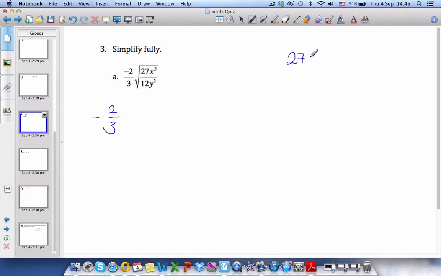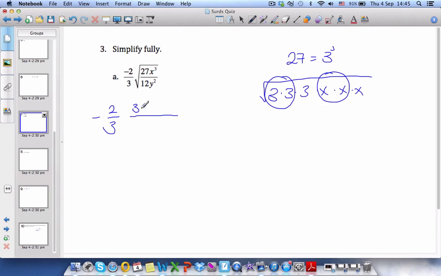So 27 is 3 times 3 times 3. Okay, so you can think of that as 3 cubed, and then there's x cubed. So 3 times 3 times 3 times x times x times x, this is what we have under the square root. So a pair of 3's can come out, a pair of x can come out. So in the numerator, we have 3 times x, and then inside the square root, what's left is a 3 and an x. Okay, so if you simplify square root of 27x cubed, you get 3x square root of 3x.